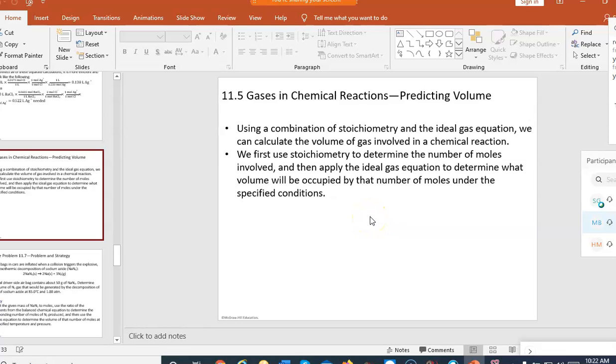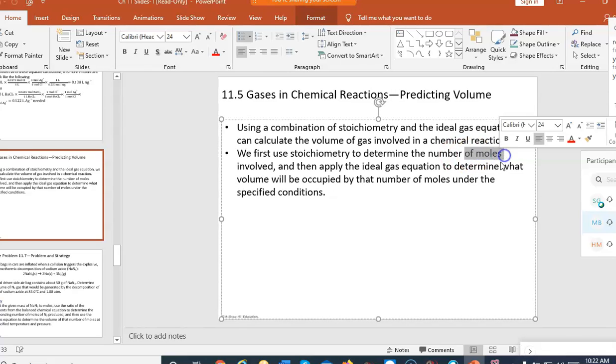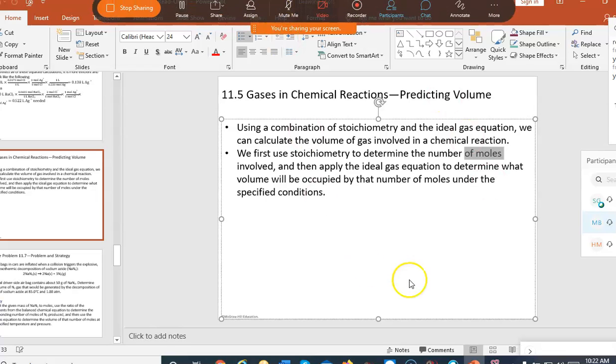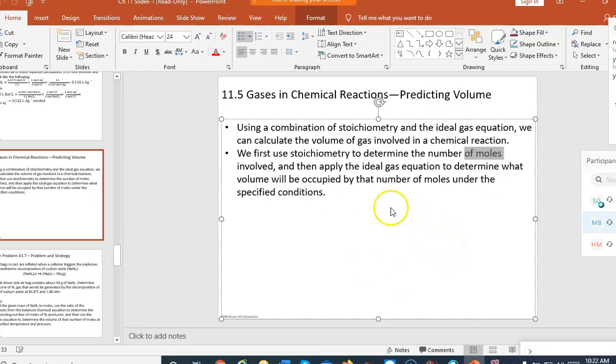But it's basically the same type of problems, we're just doing a little different. So 11.5 is basically gases in a chemical reaction. In this case, you are predicting the volume. So it's using the combination of stoichiometry and the ideal gas law, so you can calculate the volume of gas involved in the chemical equation. Remember, everything is always moles. That's the key. Get everything to moles. That's the trick. So we first use stoichiometry to determine the number of moles involved and apply the ideal gas law and so forth.